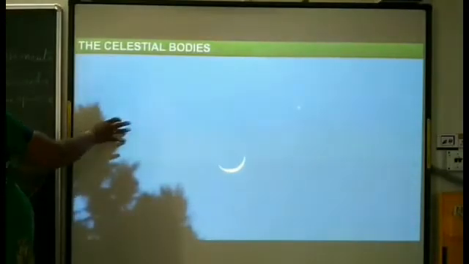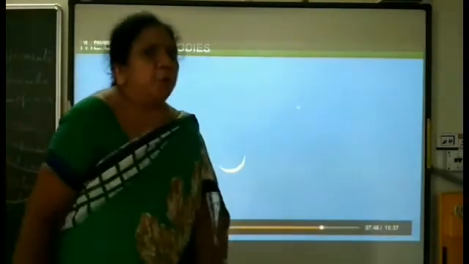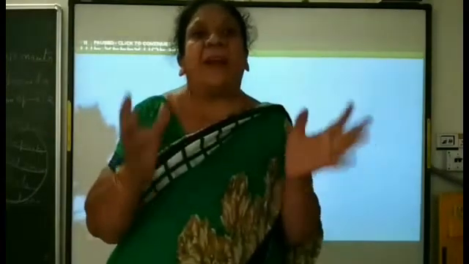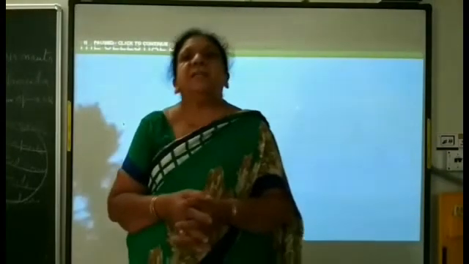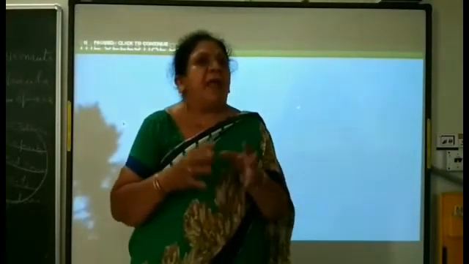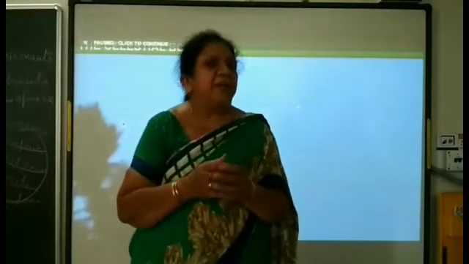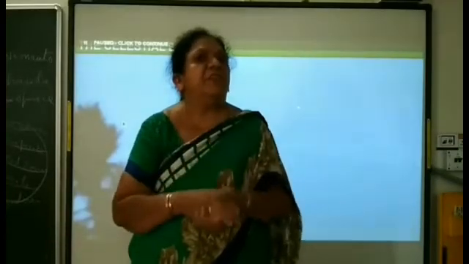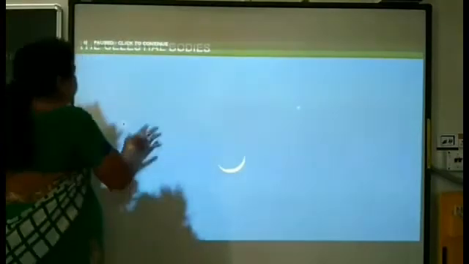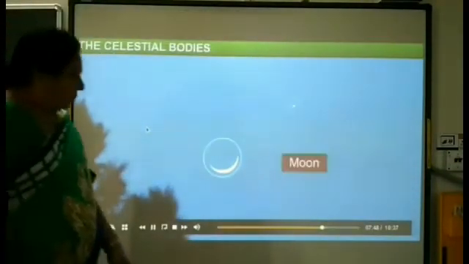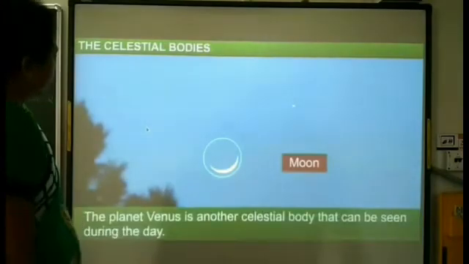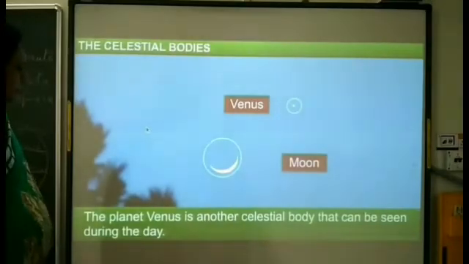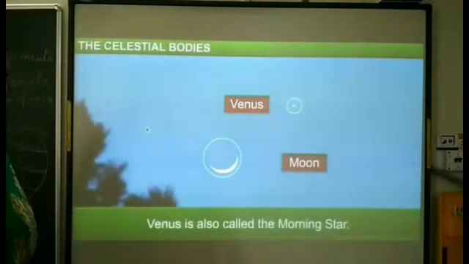However, during the daytime you cannot see the moon and stars because of the very bright sunlight. So they are hidden, but it does not mean that they are not there. They are there in their own position, but we cannot see them with our naked eyes. So this is about this. Carefully, you may be able to see the moon during the day. The planet Venus is another celestial body that can be seen during the day. Yes. Venus is also called the morning star.